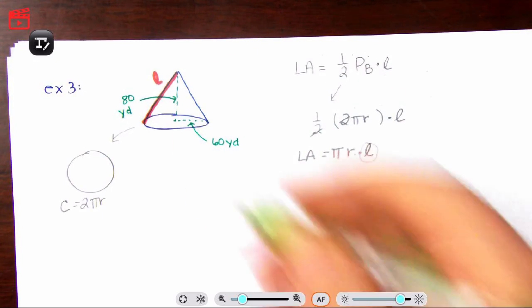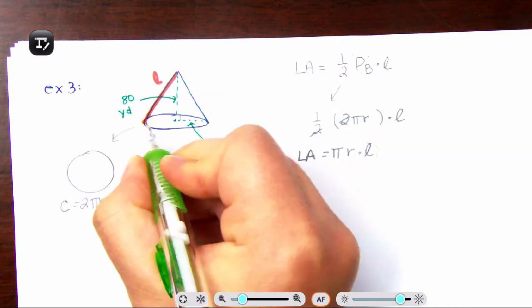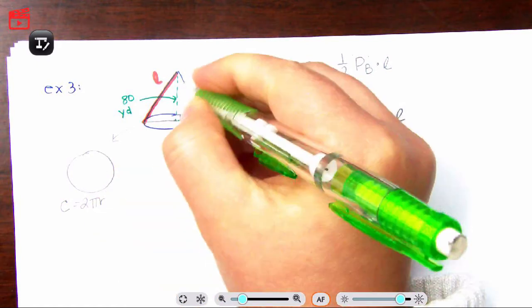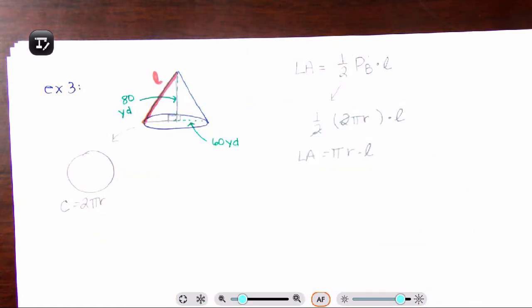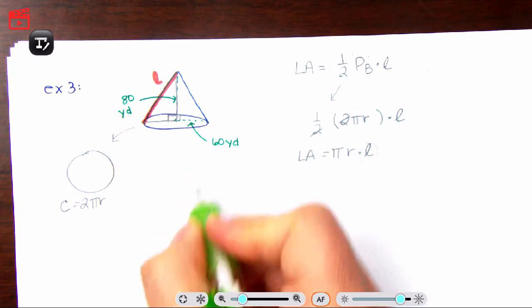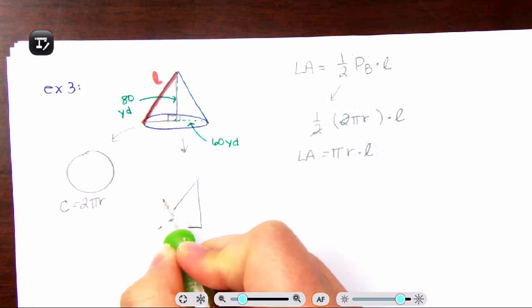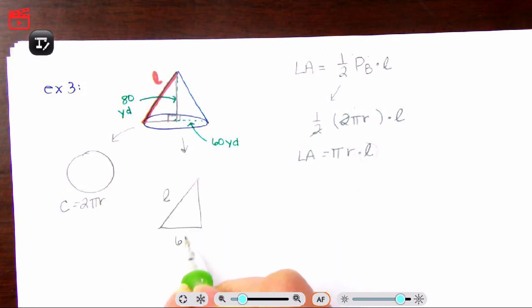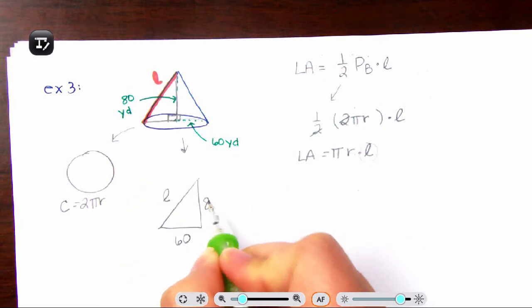Good thing we know the height. The actual height of this cone is 80, and we know that the height is perpendicular to the base, and we know that the radius is 60 yards. So let me draw what we have. Here's our slant height. We know the radius is 60, so 60 here, 60 here, and we know that the height is 80.